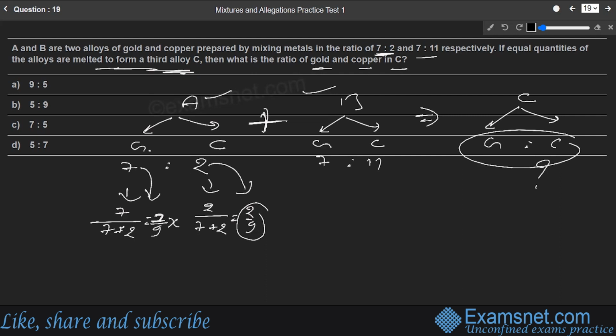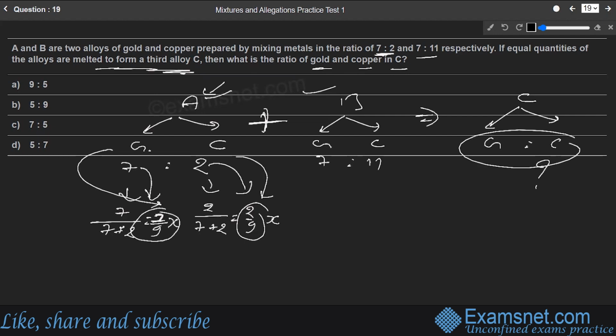So now we can assume that the real quantity of gold in the first alloy is 7 by 9 x units. That unit could be anything: gram, kilogram, milligram, whatever. Similarly, we can convert the 2 by 9 part into 2 by 9 x weight. So now alloy A has a copper part of 2 by 9 x units, which could be kilogram, milligram, and so on.